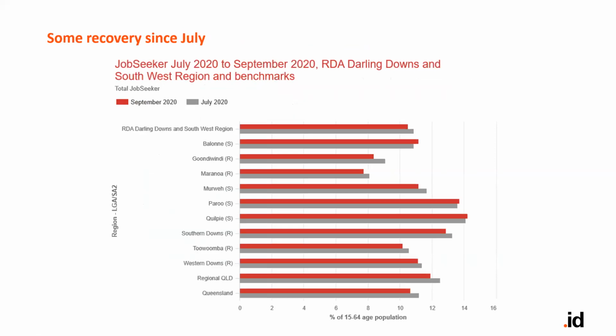We've had some recovery since July across the board in RDA, Darling Downs and South West, but in Belong, we've actually had a teeny increase in that period, July through to September, around people accessing JobKeeper. And as I say, job seeker, I should say, I want to be really clear about that. This is job seeker, this is unemployment benefits. So it's people accessing those payments.